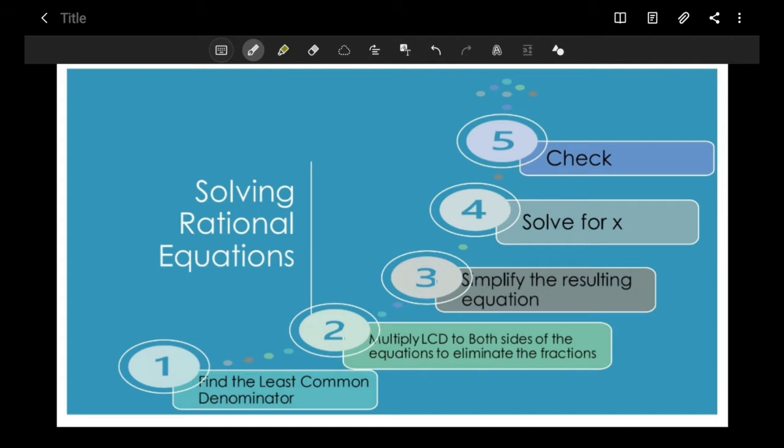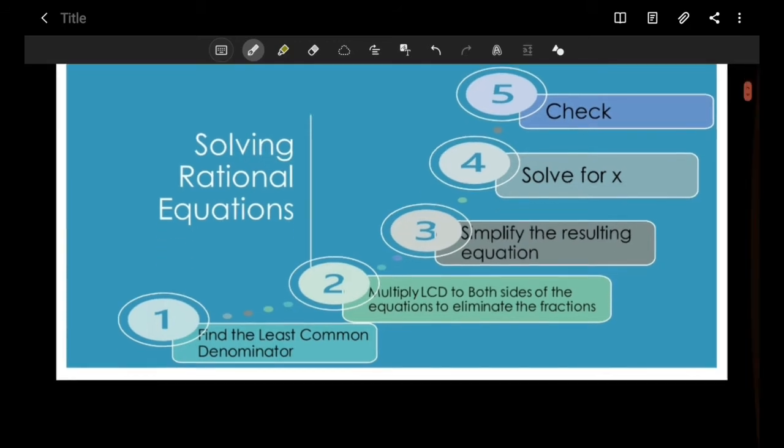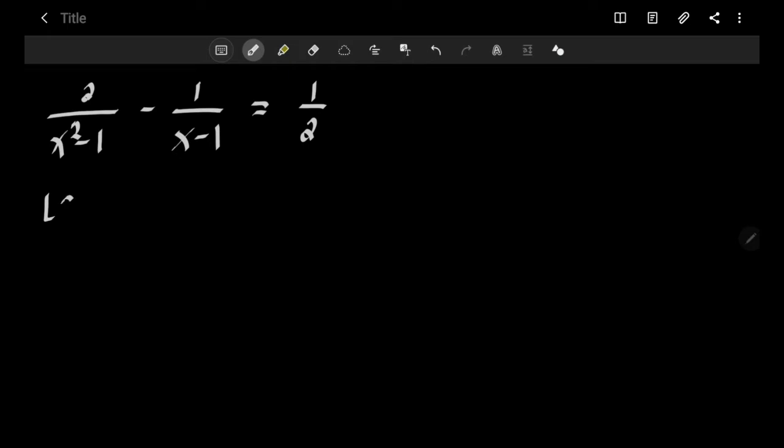The third step is to simplify the resulting equation. Fourth, we have to solve for x. Then the last step is to check. So let us have an example. Let us have 2 all over x squared minus 1 minus 1 all over x minus 1 is equal to 1/2. Again, our first step is to find our LCD.